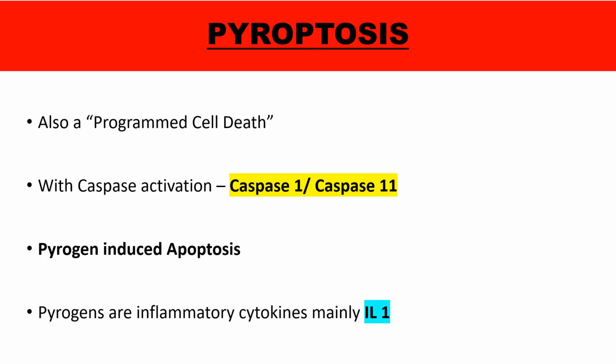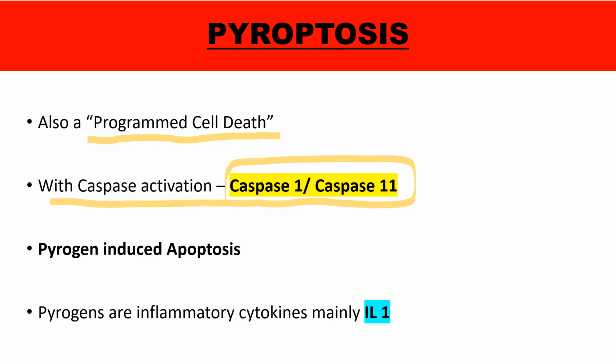Now moving on to another newly introduced topic, that is pyroptosis. Pyroptosis, as the name suggests, pyro means fire, and apoptosis is programmed cell death. So it is also a programmed cell death, where the activation of caspase is caspase 1 or 11. And pyrogens are inflammatory cytokines, mainly interleukin 1. So what you need to remember is caspase 1 and interleukin 1.